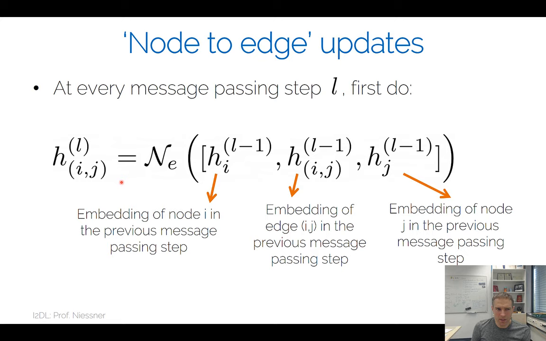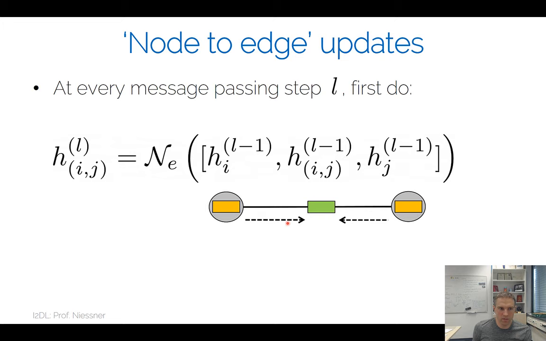To go through it, these are embeddings of the node I in the previous message passing step. This is the embedding of the edge ij in the previous message passing step, and this is the embedding of the node j in the previous message passing step. Same thing I just said before, right? And all we want to do right now is compute this feature, this green one from the new step, based on these three previous features that we had here, right?